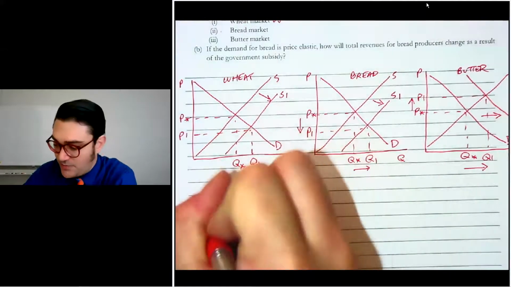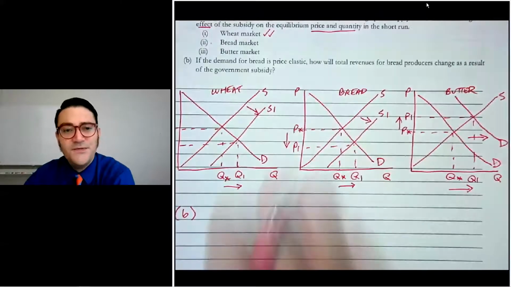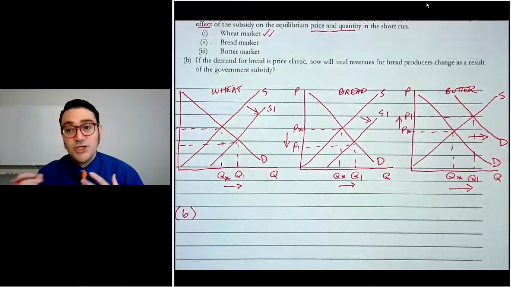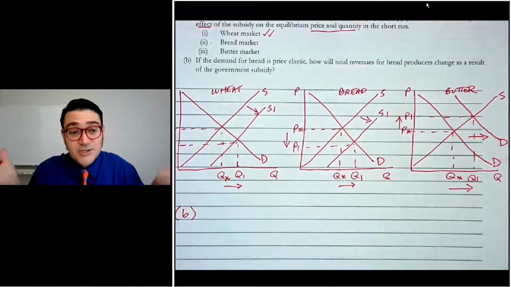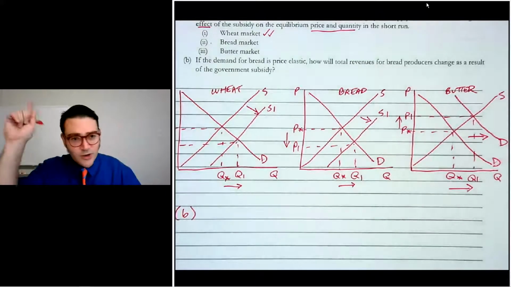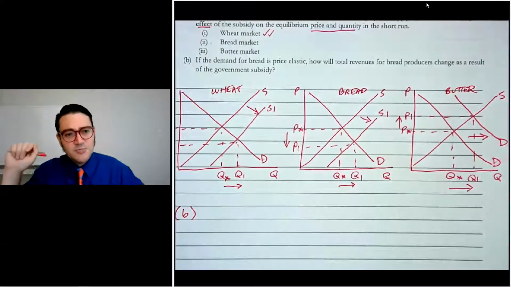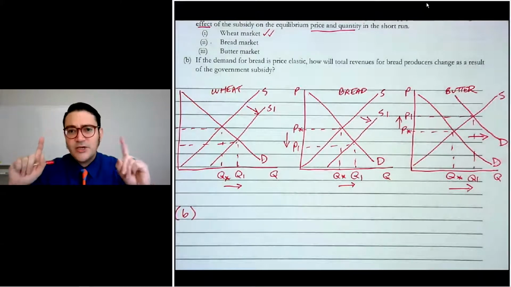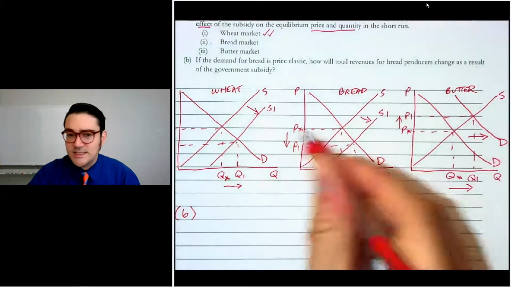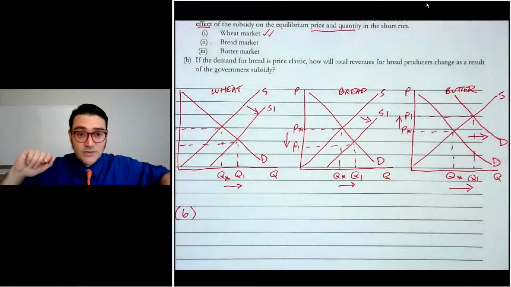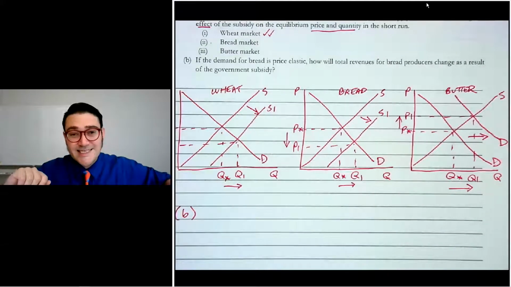So let's tackle part B. And B says, if the demand for bread is price elastic, how will total revenues change as a result of the government subsidy? Now, this is just the total revenue test, right? So we remember that total revenue is one arm, and price is the other arm. And so we're actually saying here for bread, what happened to bread prices? Well, the price of bread went down. And the demand for bread, it says, is elastic.